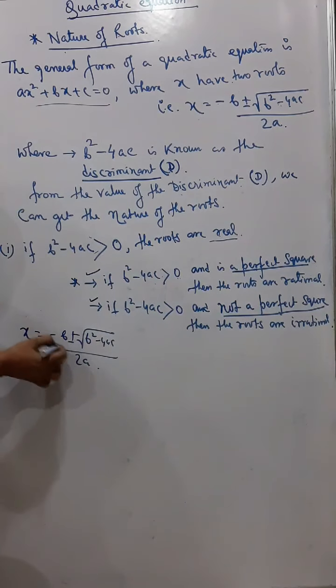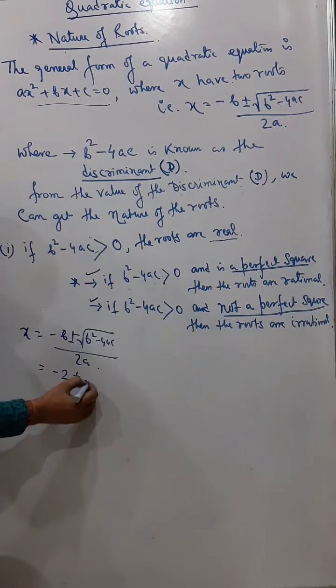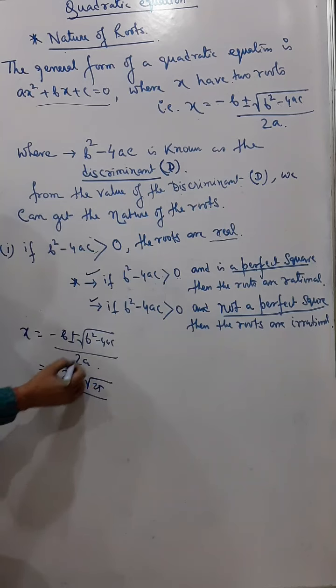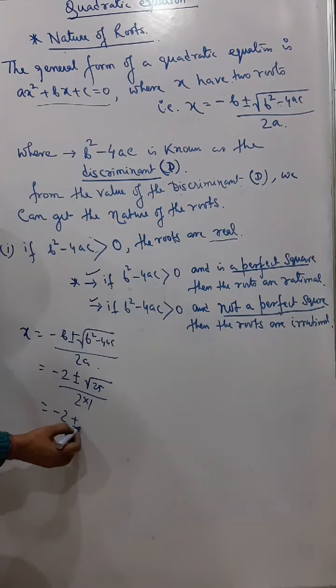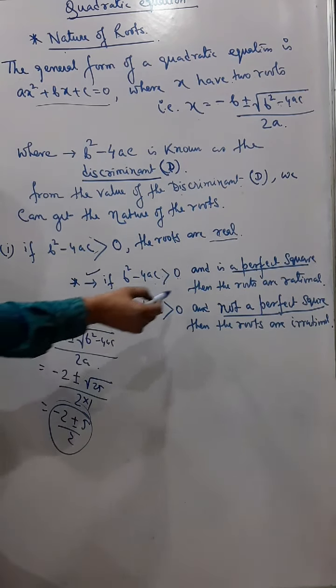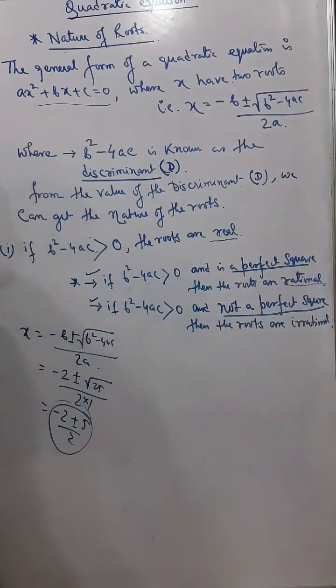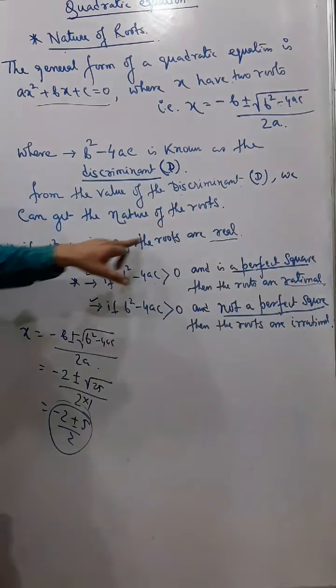Now suppose, let's say b is any number, I am taking plus 2, and coincidentally suppose you got root over 25 and 2 into a, or 2 into 1. So finally you get minus 2 plus minus 5 by 2. You can see in this answer there is no square root number left, and therefore naturally this number will be a rational number. Hence we say that if b square minus 4ac is a perfect square, the roots will be rational, and naturally real because it is greater than 0.